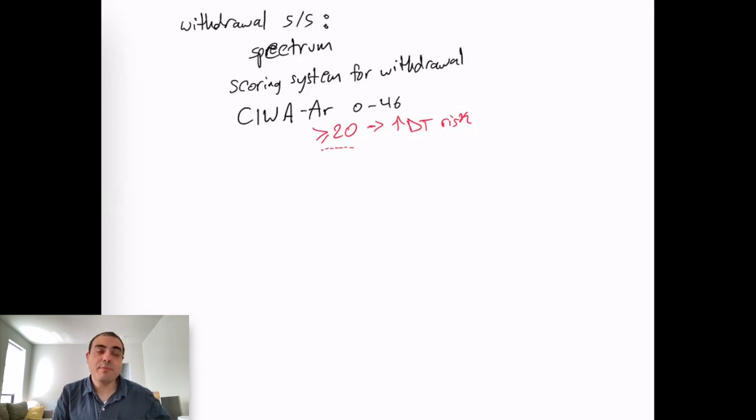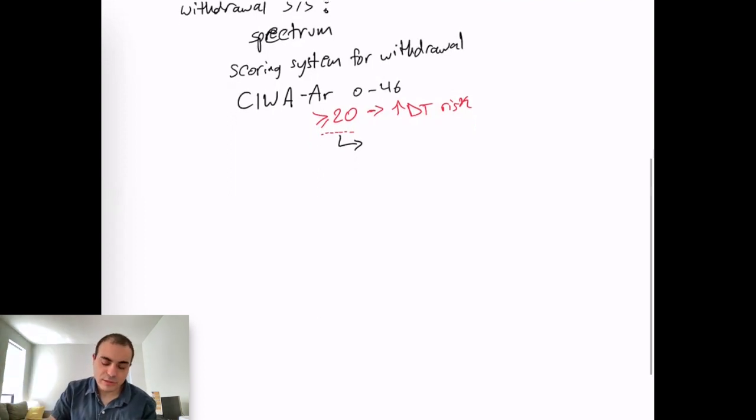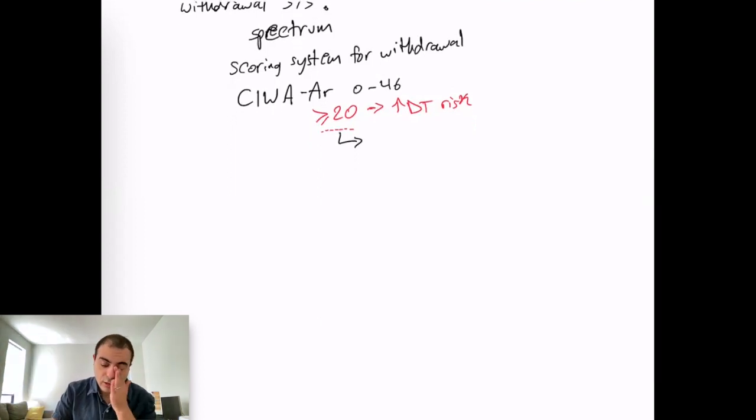Definitely ICU. These people, because they're at very high risk of seizures, should be monitored like every 2 hours, sometimes every 10, 20 minutes. You just need to keep an eye on them. One-to-one, you'll have a nurse just watching the patient at all times because of the high risk of DTs. So this indicates ICU admission usually.